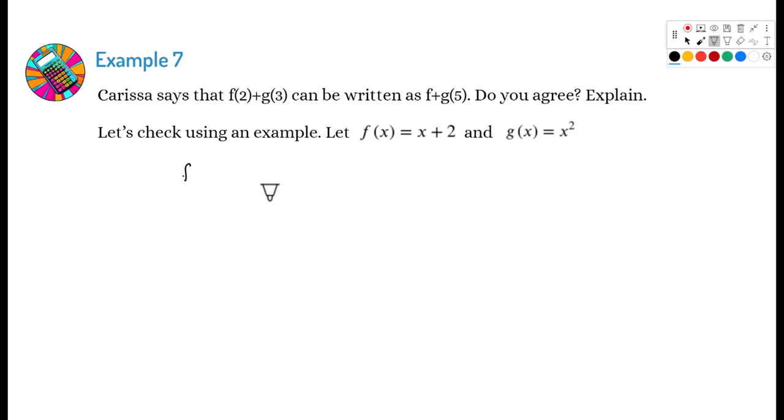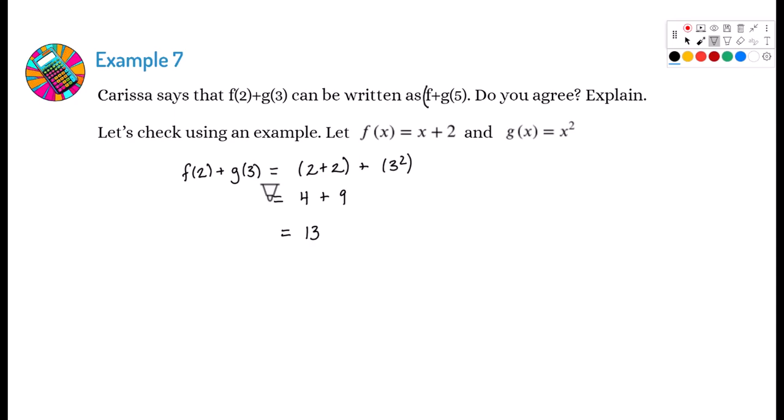So f of 2 plus g of 3. And what do we get here? Well, f of 2, we said we're going to use this example. We just made it up, but that's okay. That is 2 plus 2 plus g of 3. Well, that would be 3 squared. Now, putting all that in together, 2 plus 2 is 4 plus 9. And here we get 4 plus 9. That equals 13.